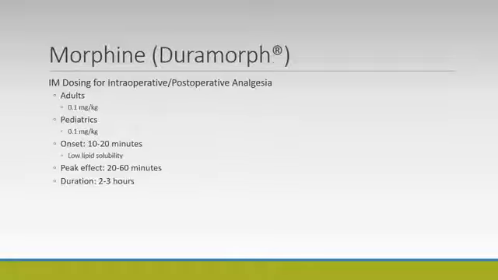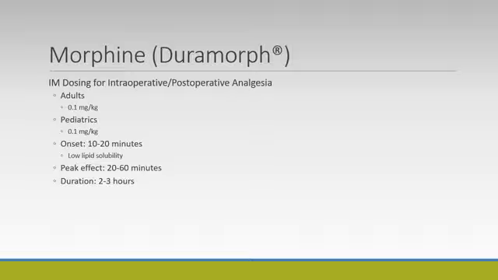As far as IM dosing for intraoperative or perioperative analgesia, the dosing is usually 0.1 milligrams per kilogram. You can see the pediatric dosing there as well. It's got a little quicker onset, about 10 to 20 minutes, which really reflects the change between PO versus IM. But once again, this drug is very lipid insoluble, so it's going to have a very, very delayed or slow onset. Really, we don't see the peak effect for about an hour or so.